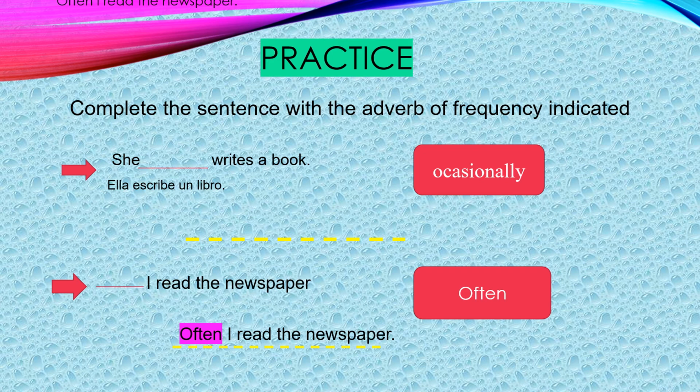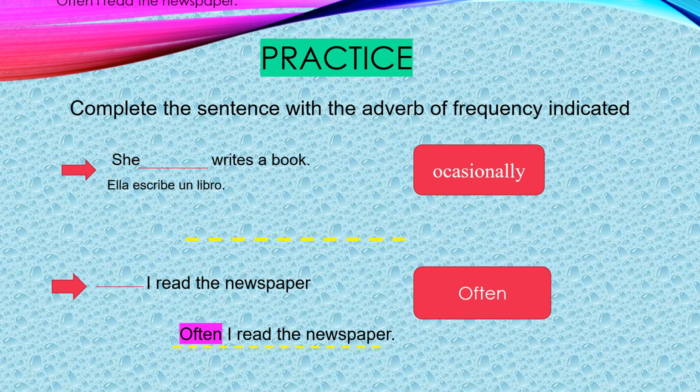Okay. The instruction says, complete the sentence with the adverb of frequency indicated. La instrucción dice, completar las oraciones con los adverbios de frecuencia indicados. And these are 2 adverbs that are indicated. Estos son los adverbios que están indicados, occasionally and often. We are going to complete these 2 sentences using these adverbs of frequency. Vamos a completar estas 2 oraciones usando estos 2 adverbios de frecuencia.